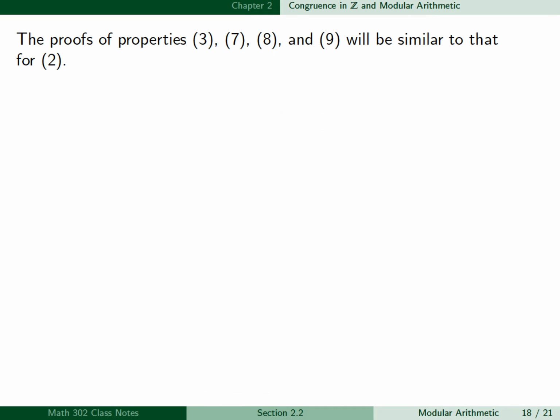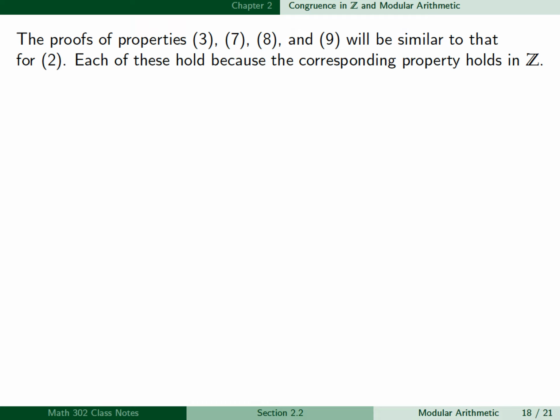The proofs of properties 3, 7, 8, and 9 will be similar to that for 2. Each of these holds because the corresponding property holds in Z.